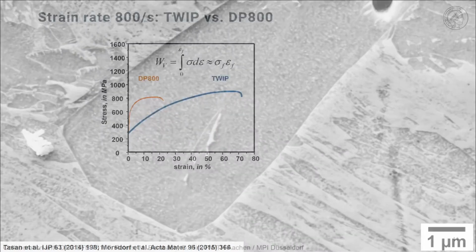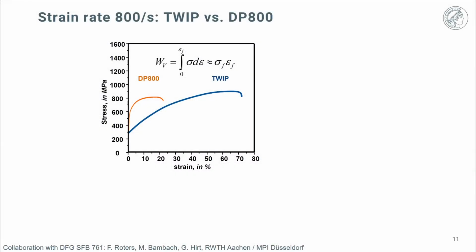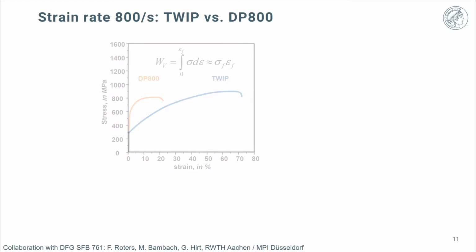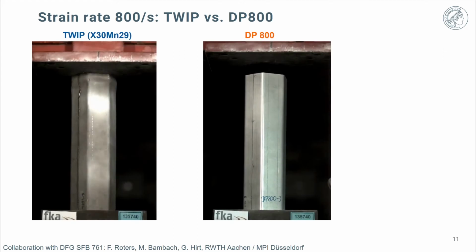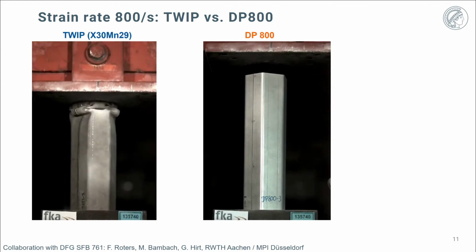microstructure of the material. This is a very nice example from a collaboration effort that was funded by the German Science Foundation through the SFB 761 that was done in the Institut für Bildsame Formgebung by Markus Bambach and Gerhard Hirt at the University in Aachen. And it shows the comparison of a TWIP steel versus a DP steel.